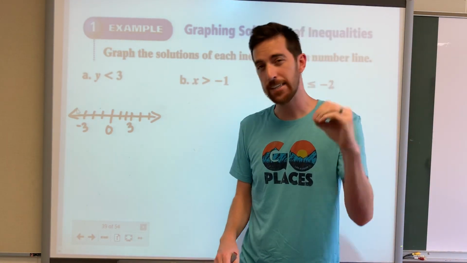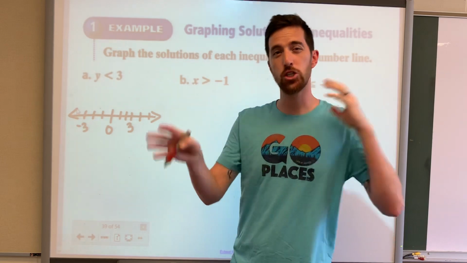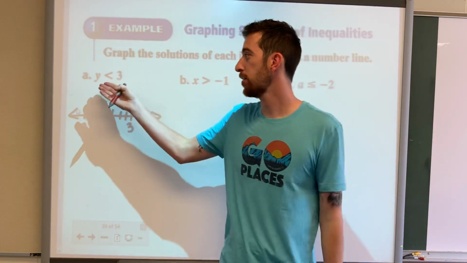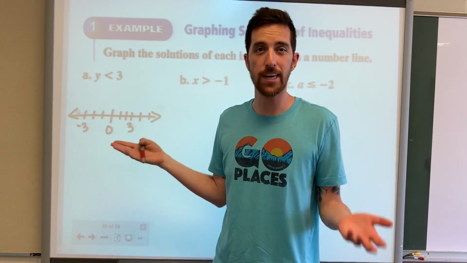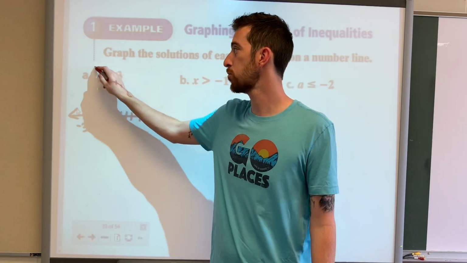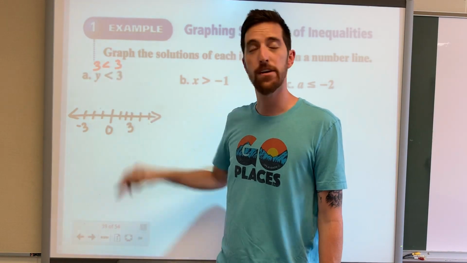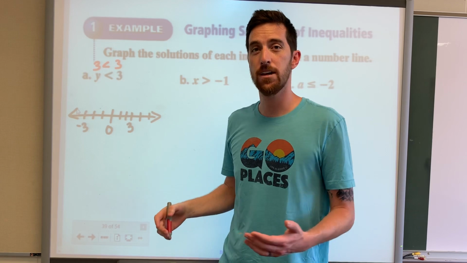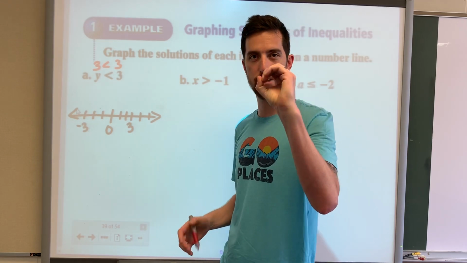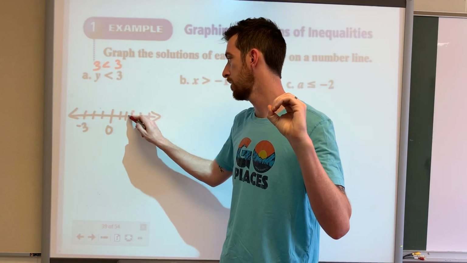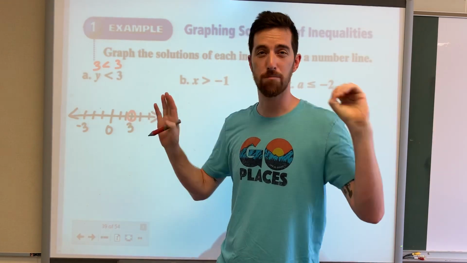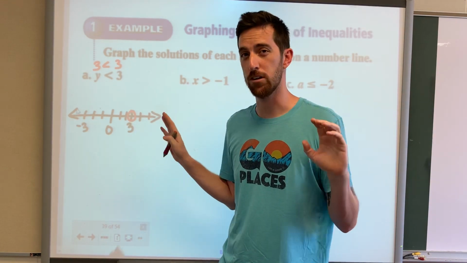We're going to have a dot, and then we're going to have to shade it. So think, y is less than 3. Could y equal 3? Would that be true? Is 3 less than 3? No. So if it does not work as a solution, it's going to have an open dot on that 3, because 3 is not part of the solution, but it's where we're starting.